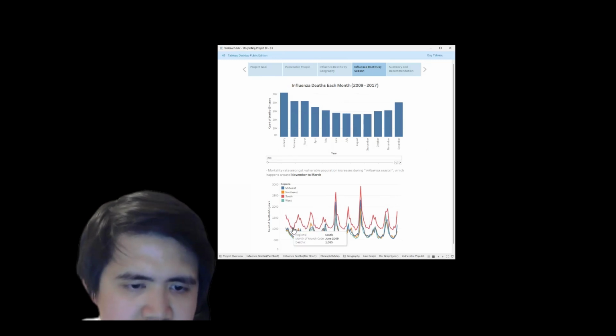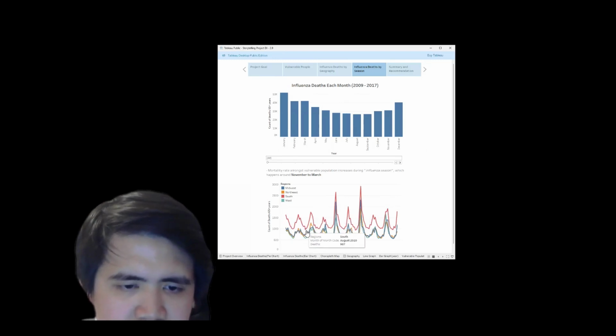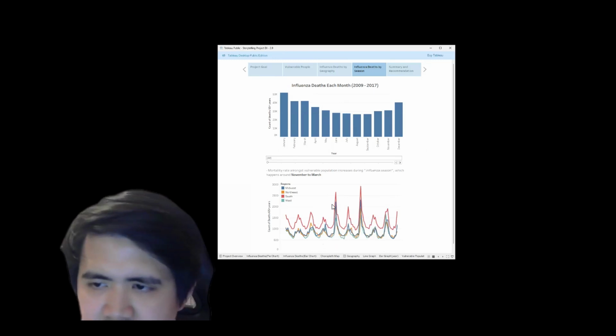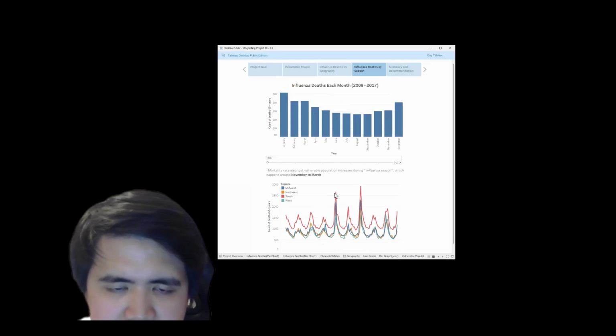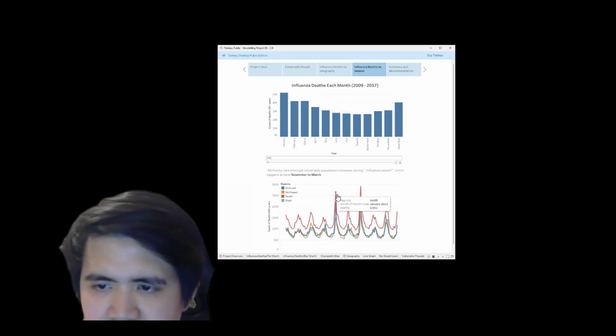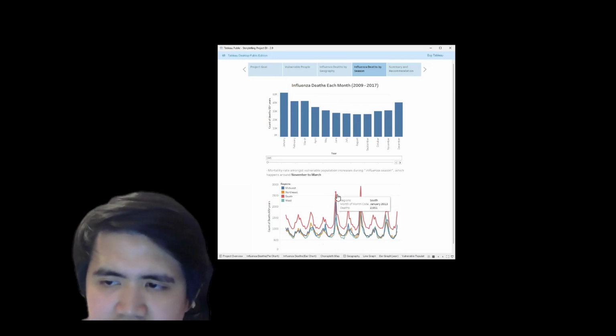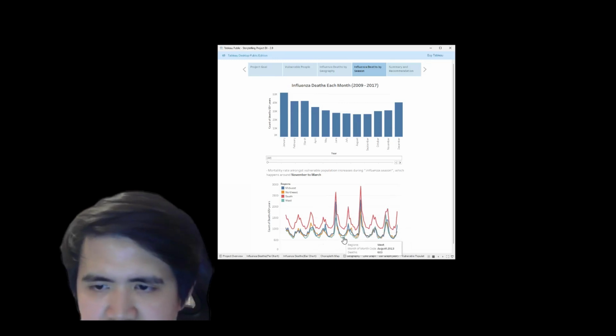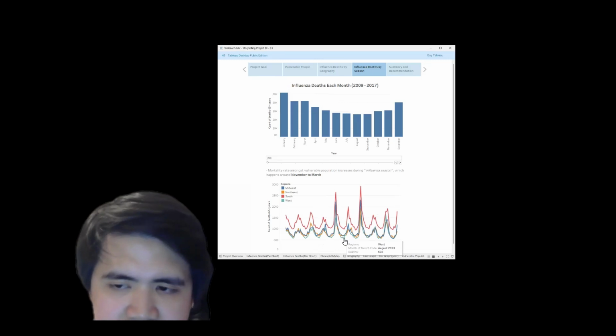And the graph below also demonstrates which region is mostly affected each month from year 2009 to 2017. So if you just hover your mouse over here, you can see all the total deaths. And with the South region leading with the most influenza deaths among the vulnerable population, while the West region has the least influenza deaths.